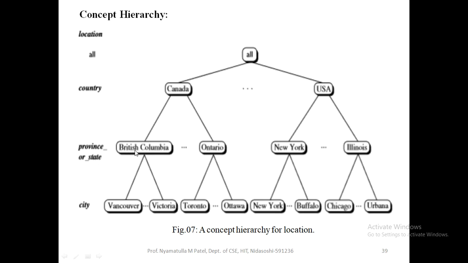Now state to the city. In British Columbia we have 2 cities covered: one is Vancouver and one more is Victoria. For Ontario I am taking 2 cities, Toronto and Ottawa. For New York I am taking New York and Buffalo. For Illinois I am taking Chicago and Urbana. So for Vancouver, the city can be further divided area-wise, into streets, and the zip codes can also be added.